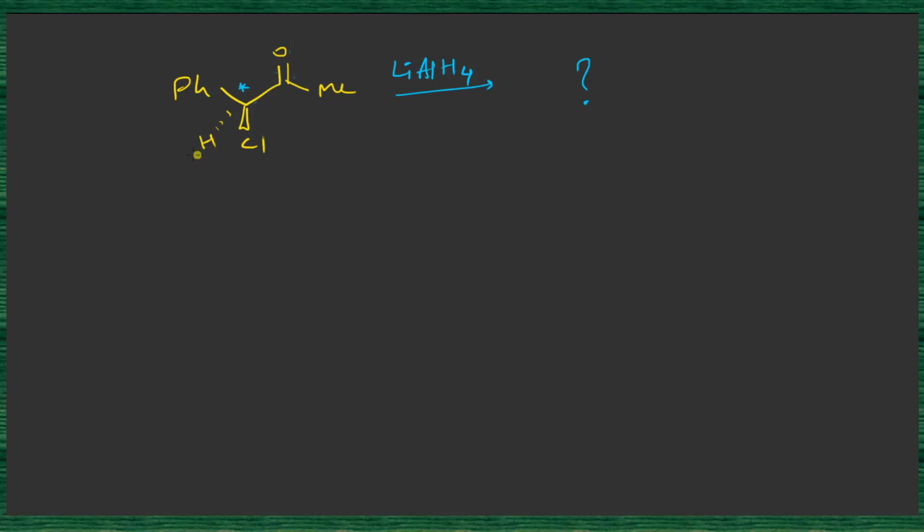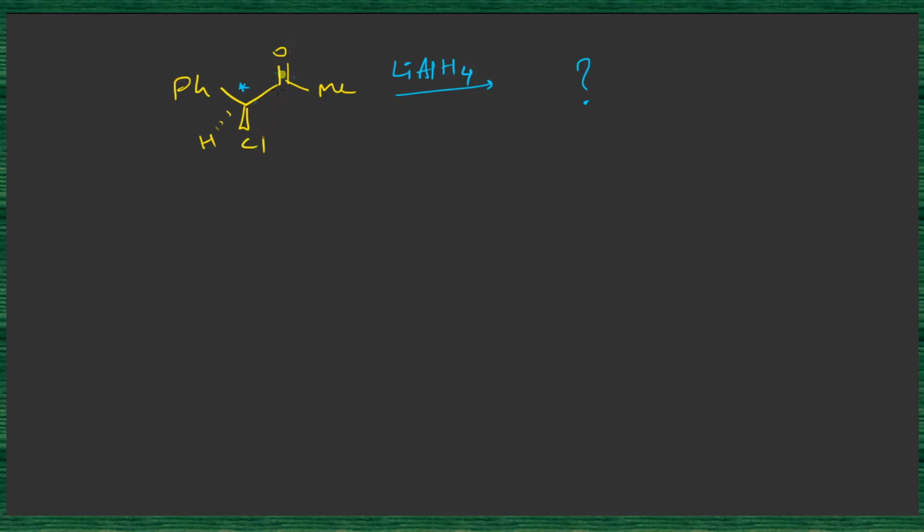Hello guys, in this video we are going to discuss another diastereoselective reduction by lithium aluminum hydride of a chiral carbonyl compound. So here, as you can see, this particular chlorine is attached to the chiral carbon atom, and this will basically determine the fate of the reaction.